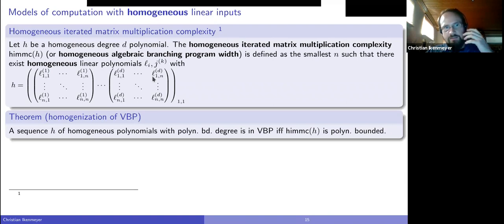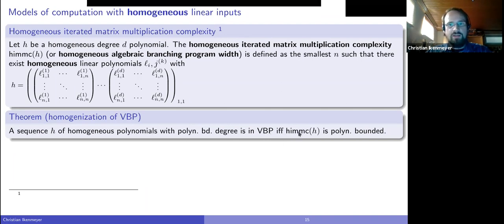And that makes it much easier to actually go to geometric complexity theory. The original approach is about determinant versus permanent, but this one, I think, resolves a lot of issues that the original approach actually had. So let me just say, this is the important thing here. If you have a sequence of homogeneous polynomials, then they are in VBP if this complexity, this HIMMC, is polynomially bounded. So HIMMC also describes precisely VBP.